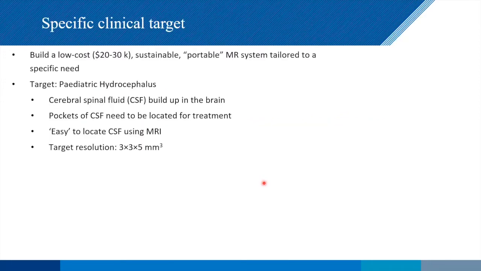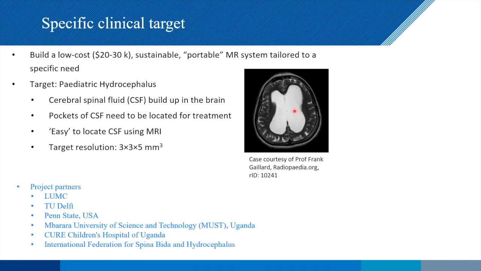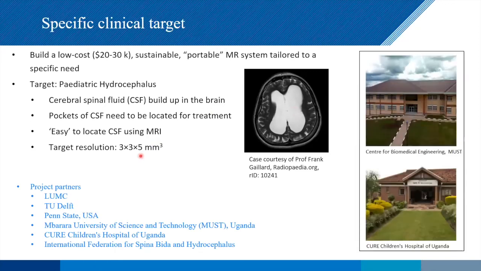So the target, as I said, is pediatric hydrocephalus. It's a buildup of CSF. We're not trying to diagnose it. That's easy. What we're trying to look at is after it is shunted and that fluid is removed, is there remaining CSF, and particularly is there blood in the CSF, because that's rather dangerous. So our target resolution is relatively low, which is good, right? Because we're going to be at low field, low signal to noise. And these are the partners. So this is the center in Uganda, and these are the other people who we work with over here.